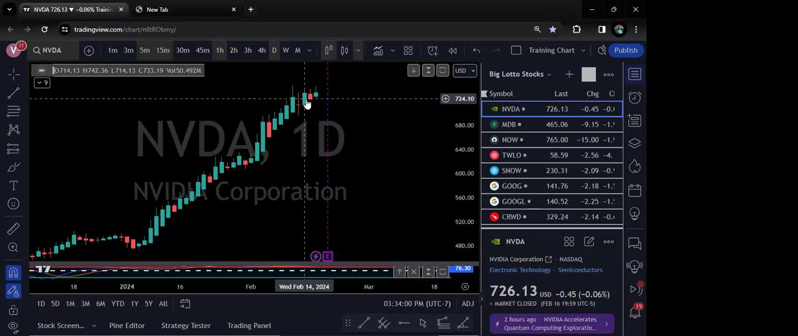But the puts, there's no way you can touch the puts. And this is the other trick. If you have money, those people who are making money, when a stock is trending up, sell puts. You don't buy a put, you sell a put. You have to have like $2,000 in your portfolio account to sell a put or something.